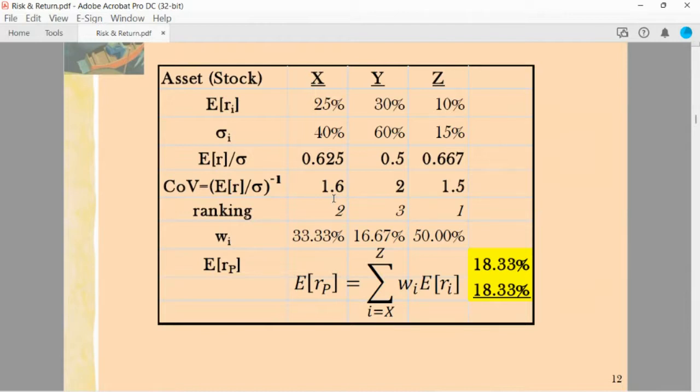But then think about it. If I is X through Z, the expected return of X will be E(RX), E(RY), and so on, and sigma X, sigma Y, sigma Z. I is just a generic notation to represent the individual assets. So when we have something like this, it's a portfolio. You have these three stocks in your portfolio.